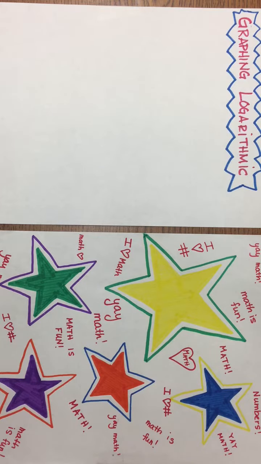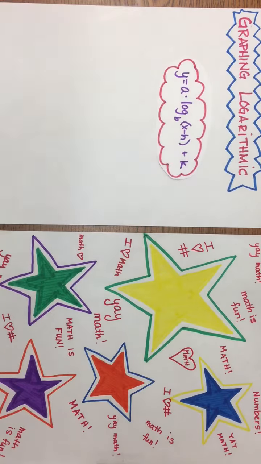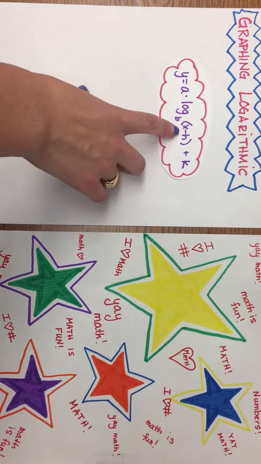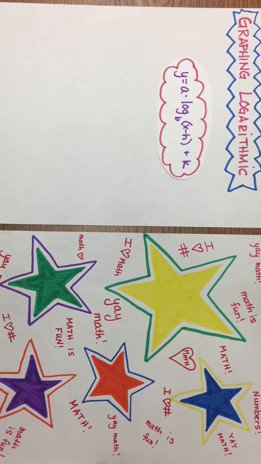Welcome back. In this video, we are going to be looking at graphing logarithmic functions. When we graph logarithmic functions, they're written in the form y is equal to a times log base b of x minus h plus k. We have a couple things about this. Our base has to be a positive number not equal to 1. X minus h, whatever the input of our log is, has to be positive.